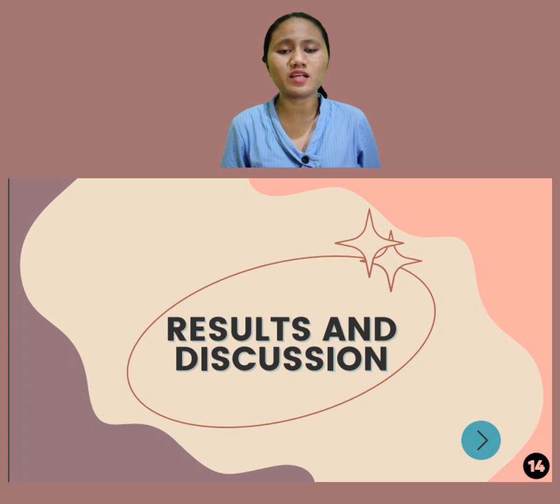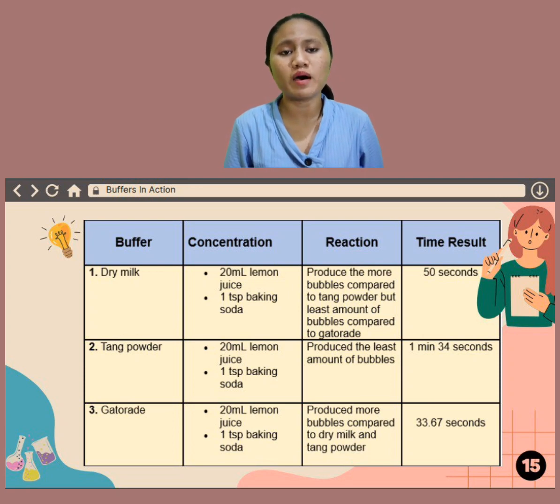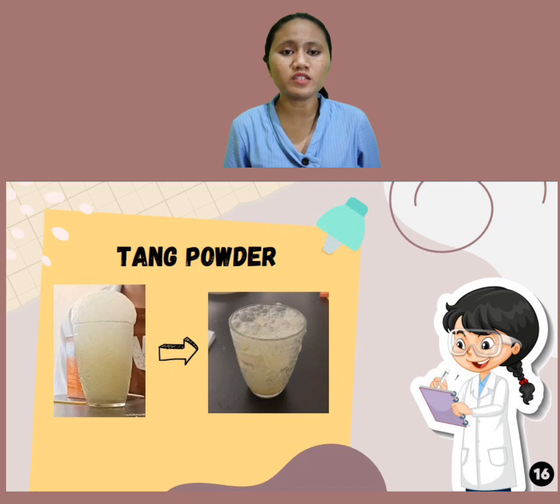Moving on, let's discuss the discussion and result. So for the tongue powder, the time that shows the result is 1 minute and 34 seconds, and it produced the least amount of bubbles. When 1 teaspoon of baking soda is added, the tongue powder and 20 ml of lemon juice react gradually, but it still creates bubbles gently, going up when time passes by.